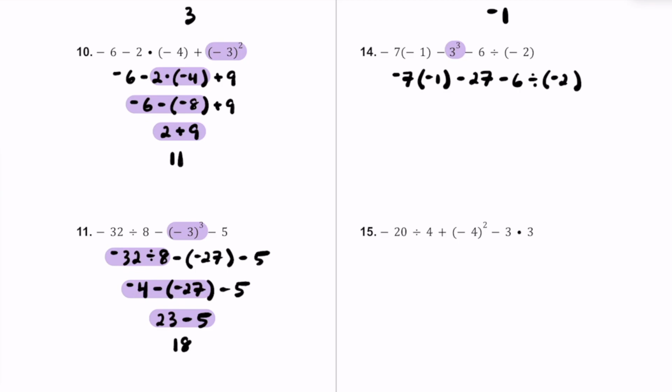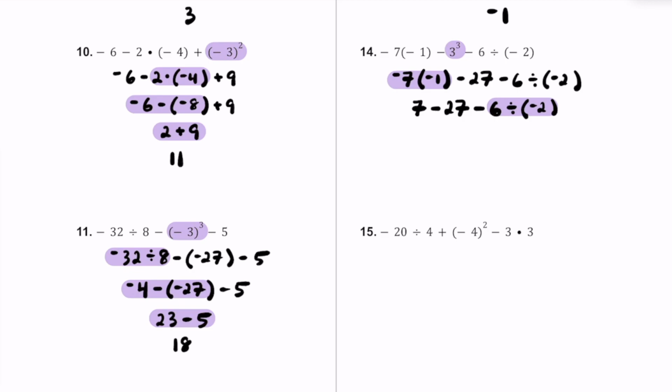Alrighty, so we have 1, 2, 3, we have 4 different operations. Multiplication and division are tied to go first here, but multiplication comes first in the problem, left to right. -7 times -1 is going to be +7, so we have 7 minus this 27, and then we have -6 divided by this -2. All right, going from here, we said that division was tied with multiplication, so the division is going to get to go next here.